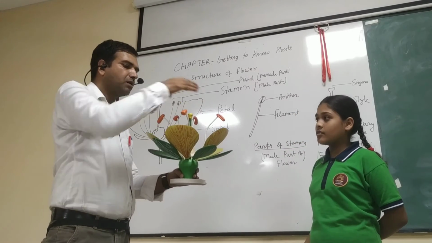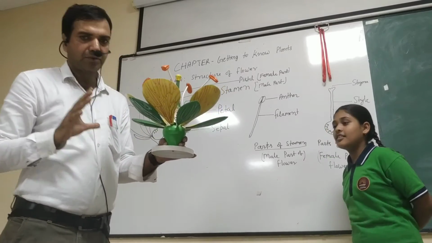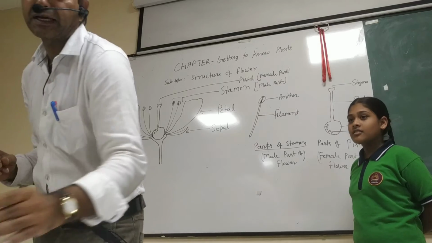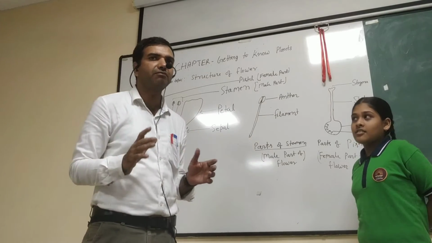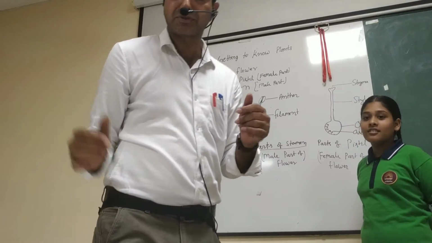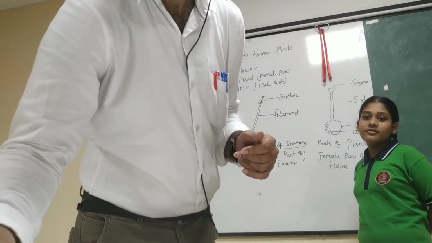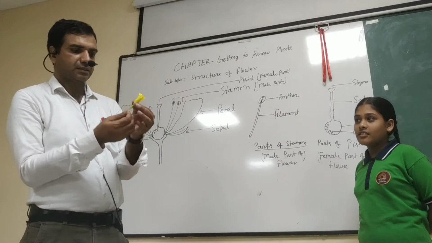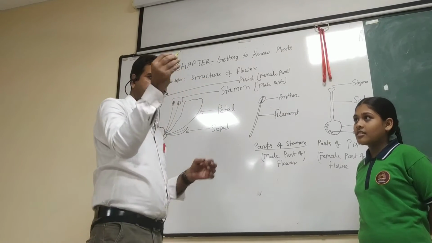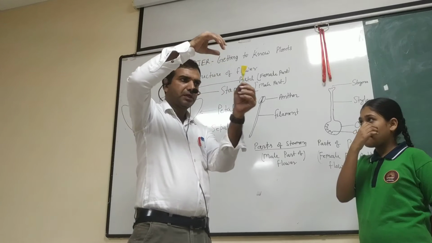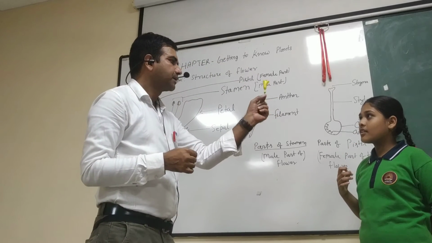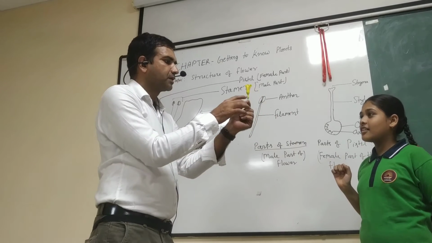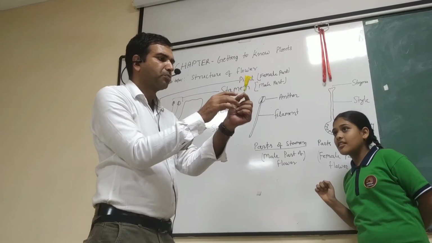So this is the model of the flower. Now we can see an actual flower and try to identify the different parts of the flower as we have seen in this one. So now take this. This is another flower. So can you tell me where is the sepal? Yeah, this tiny structure you can see here.